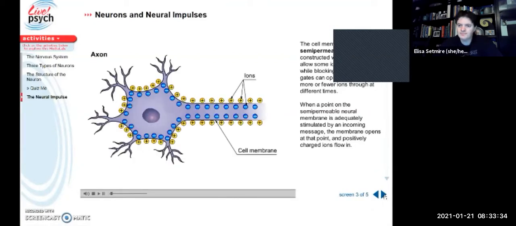The cell membrane is semi-permeable. It is constructed with gates that allow some ions to pass through while blocking others. These gates can open or close to allow more or fewer ions through at different times. When a point on the semi-permeable neural membrane is adequately stimulated by an incoming message, the membrane opens at that point and positively charged ions flow in.